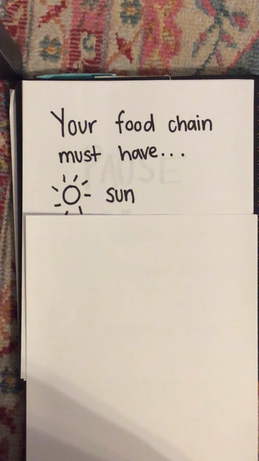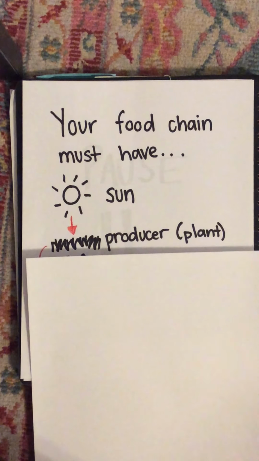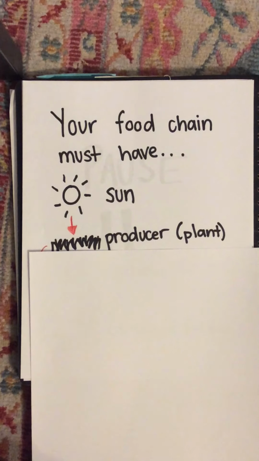Now, the sun gives its energy to a special part of the food chain, which is able to make its own food. What have you learned about that uses the sun to make its own food? If you said a plant, then you would be correct. The scientific word we're going to use for plant today is a producer because it can produce its own food.